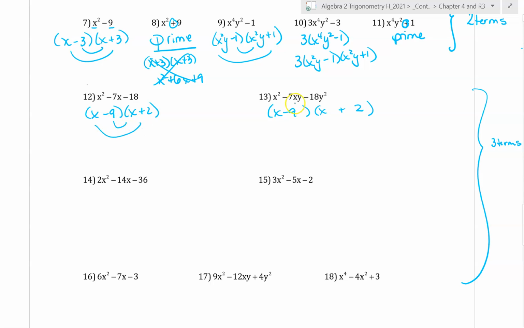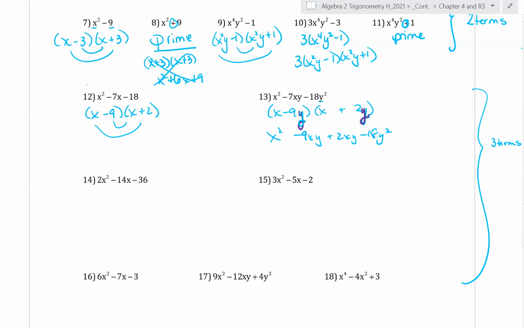Here's the problem. 13 looks very similar, but we have a y. Notice if you put a y next to your 2 and your 9. Now if we go ahead and check this out, we could do x squared minus 9xy plus 2xy and minus 18y squared. So that will give us the answer. Again, we just put a y in there. So we place the y next to the 9 and next to the 2.